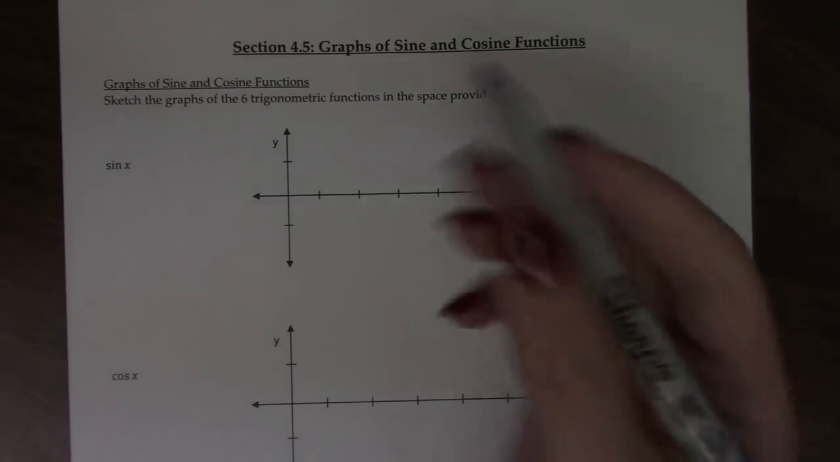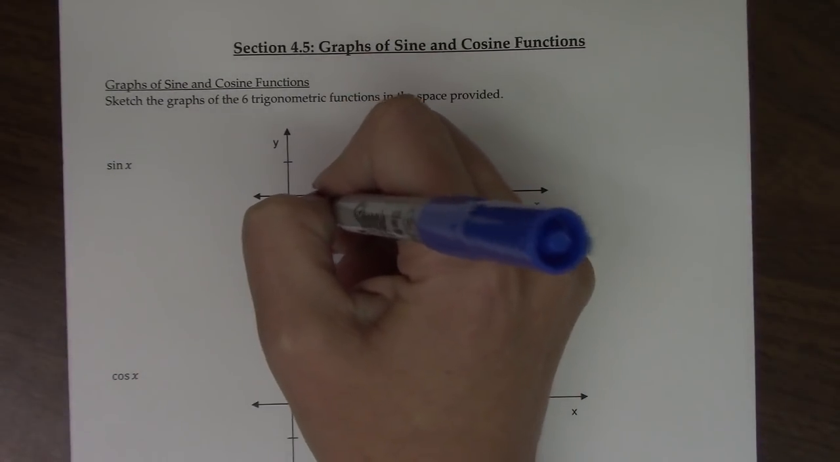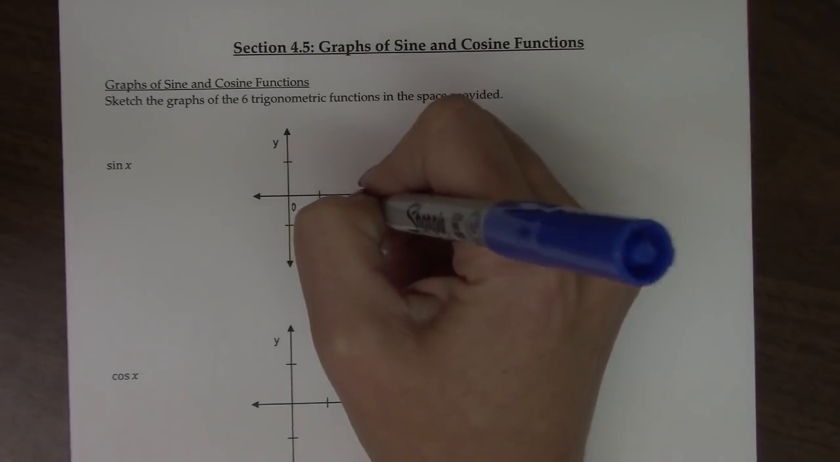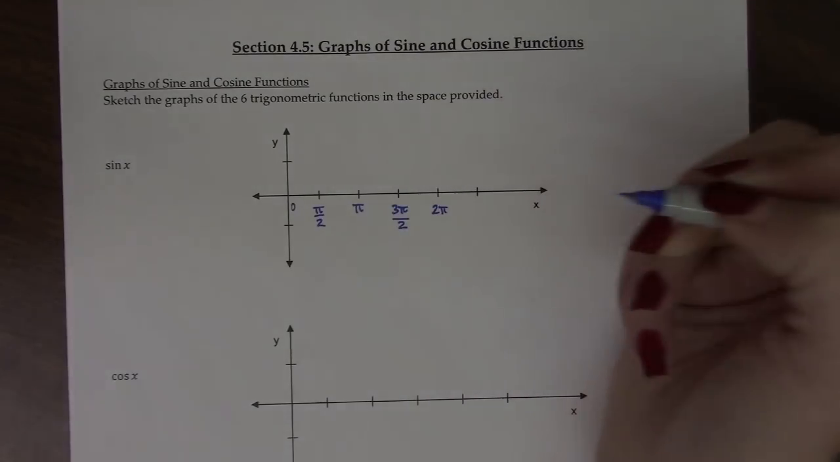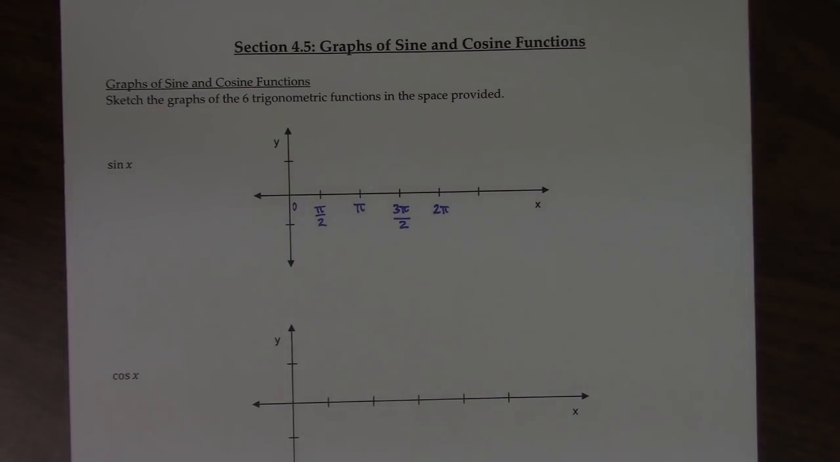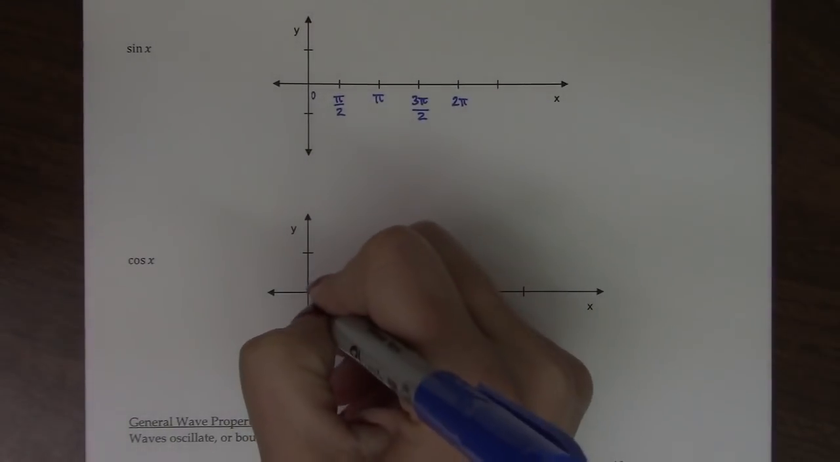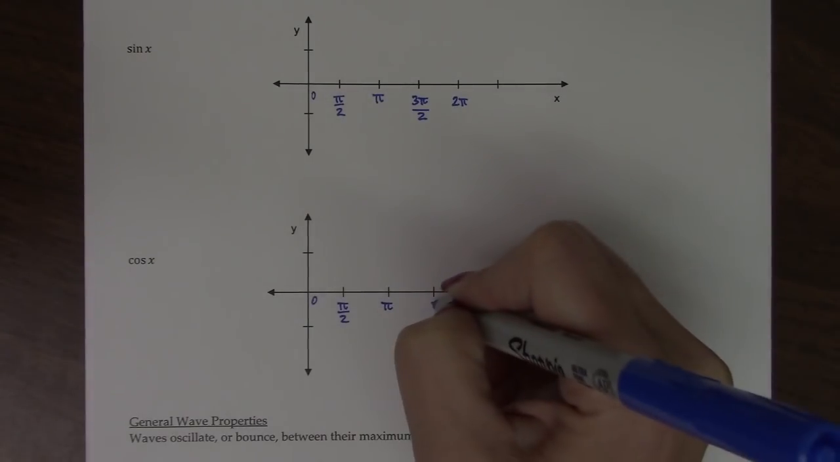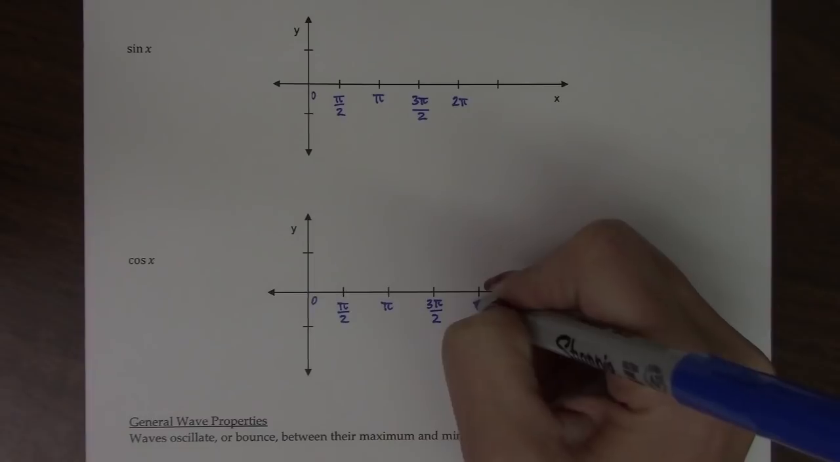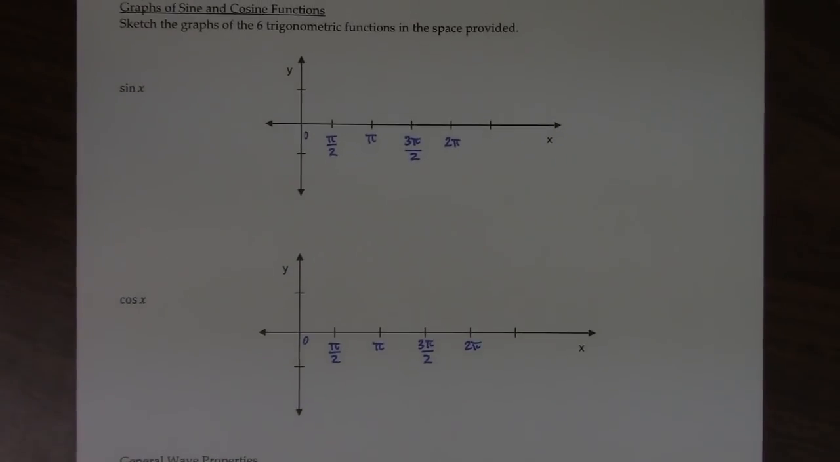So we know those 90-degree marks correspond, if we start at the x-axis, to 0, pi over 2, pi, 3 pi over 2, 2 pi. I'm going to do the same thing on the cosine graph. We've got 0, pi over 2, pi, 3 pi over 2, and 2 pi. If I want to graph the graph of sine, all I have to do is plot the values at each of these angle measures straight off the unit circle.